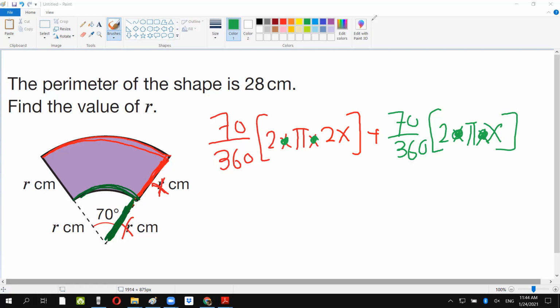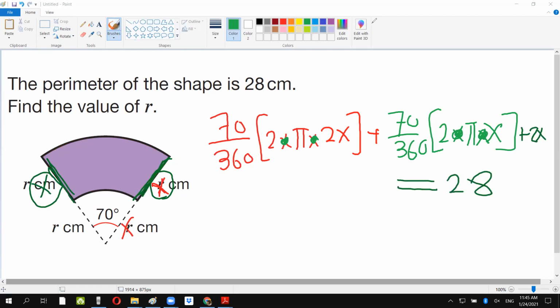I still have the straight lines. I have a line here and another line here. The line here is x, another line is x, which means plus 2x. All of them equal 28. Did you get it? Yeah.